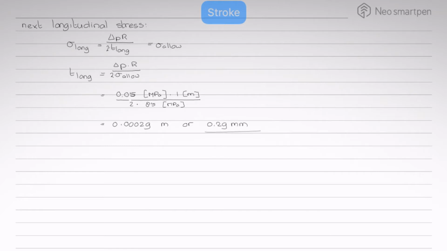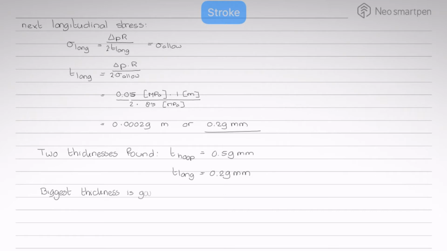We've now found two minimum thicknesses: 0.59 millimeters as minimum requirement in hoop direction and 0.29 millimeters as minimum requirement in longitudinal direction. The bigger thickness is governing, as it's the only one that meets the requirements in both directions. Hence, the minimum thickness is 0.59 millimeters.